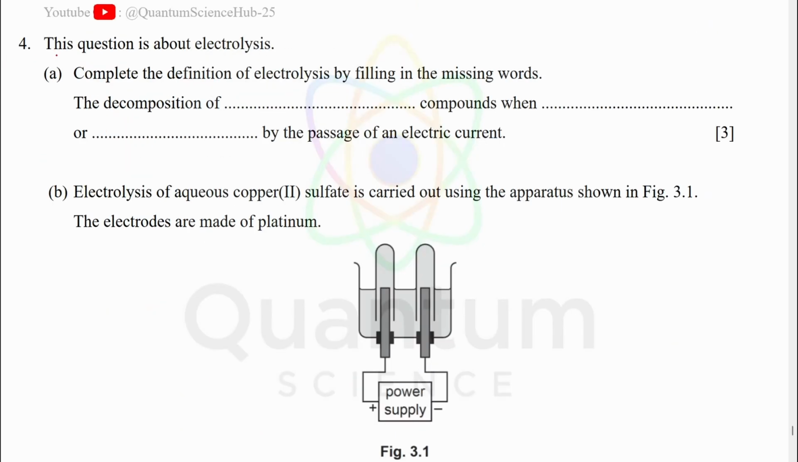Question 4. This question is about electrolysis. Complete the definition of electrolysis by filling in the missing words. I think I already told you the best definition of electrolysis. It is the breaking down or decomposition of ionic compounds when molten or in aqueous solution by using electricity, or by the passage of an electric current.